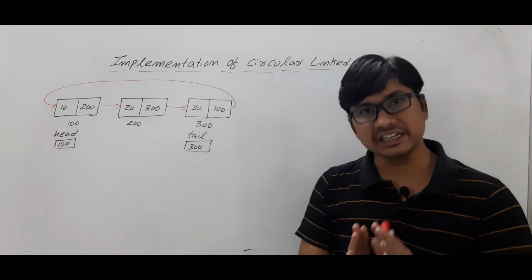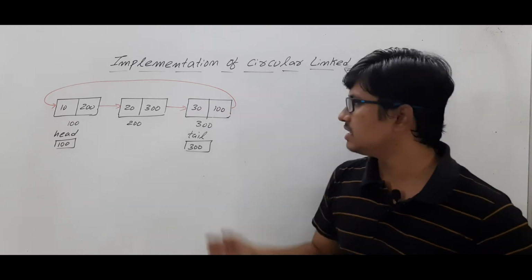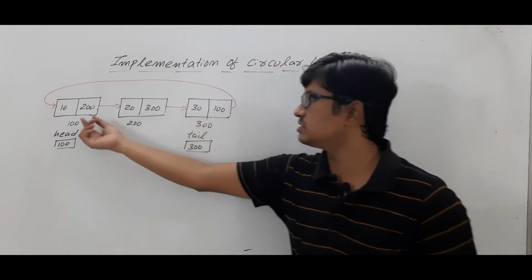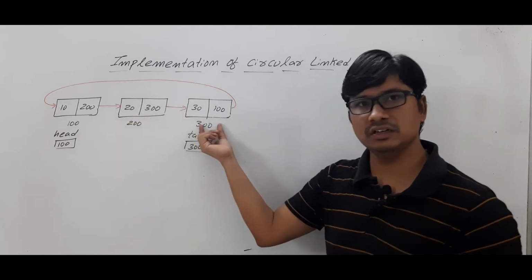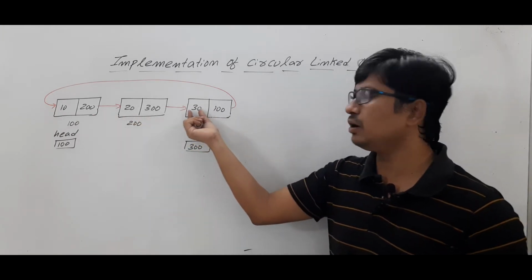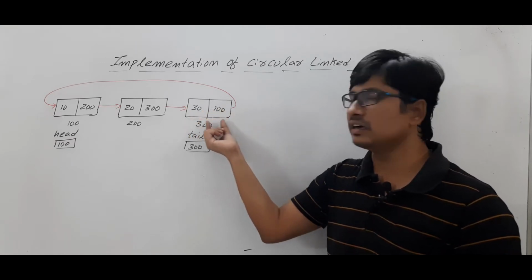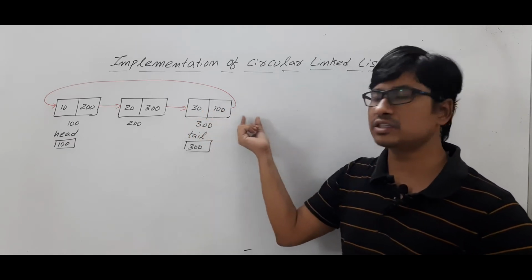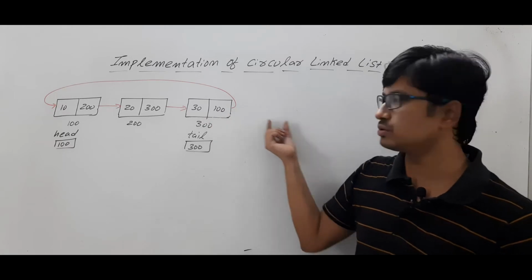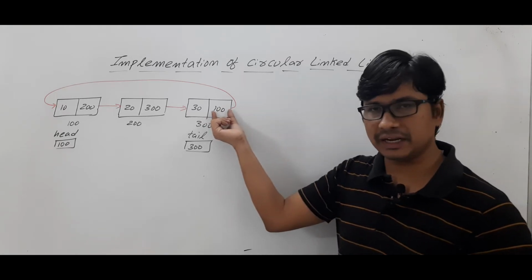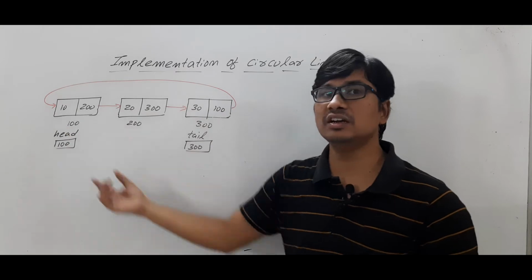If it is a simple single linked list, this is the last node. Am I right? This is the first node, this is the second node, then this is the third node which is the last node. Now if it is a single linked list, we have null here because after this node there is no other node, so here you will have the null. Am I right? But however, it is a circular linked list.